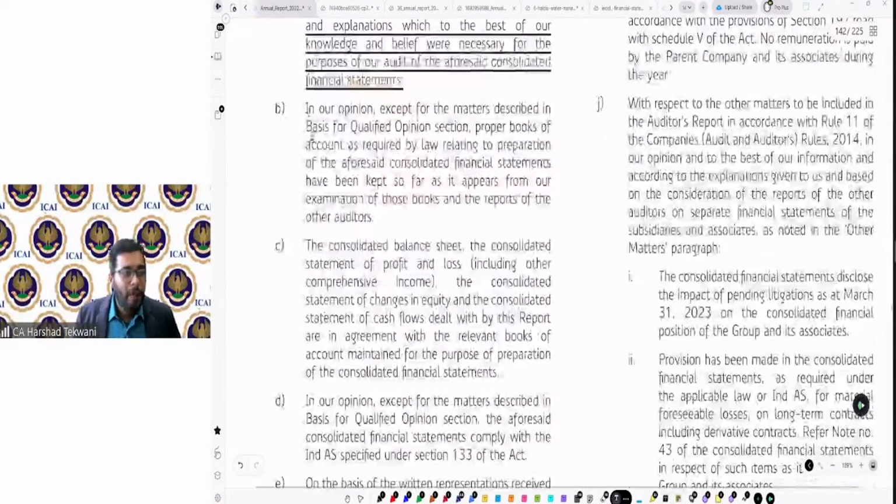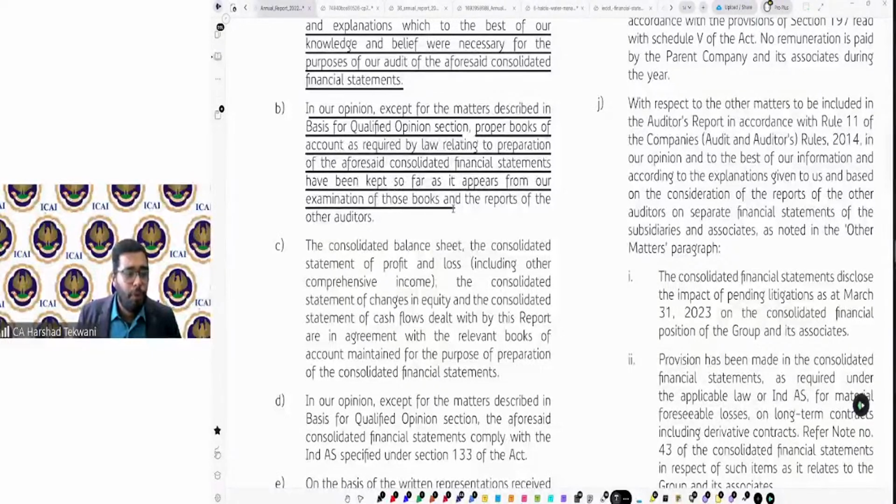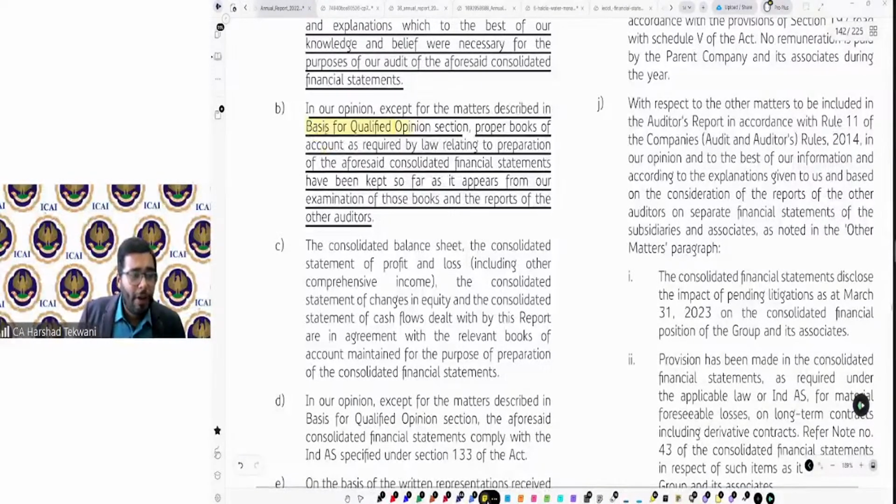Next point. In our opinion, except for the matters described in the basis of qualified opinion section, proper books of accounts as required by law pertaining to the aforesaid consolidated financial statement have been kept so far as it appears from our examination of those books and reports of the other auditor. So two things. Number one, referring to the basis of qualified opinion, because there is a qualification. It means proper books have not been kept to that particular extent. So that's why they are referring to this basis of qualified opinion.